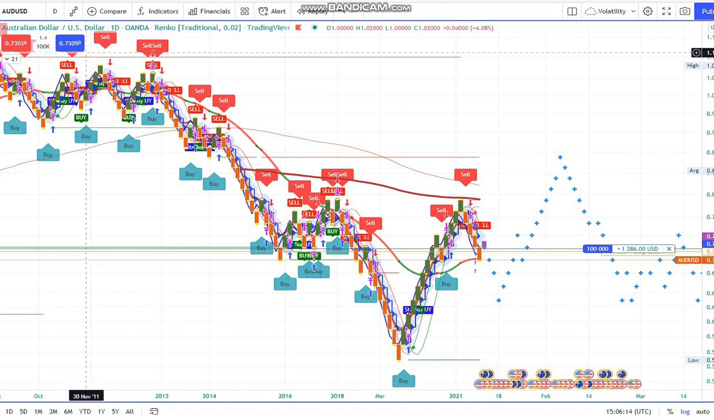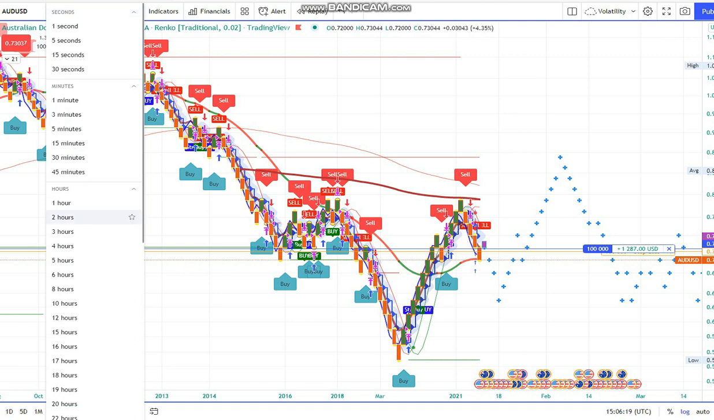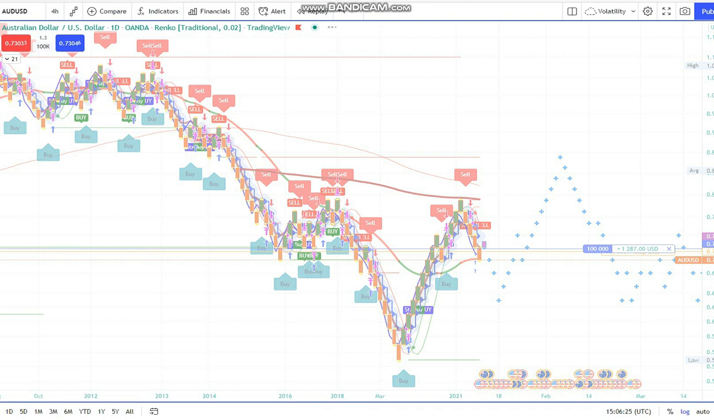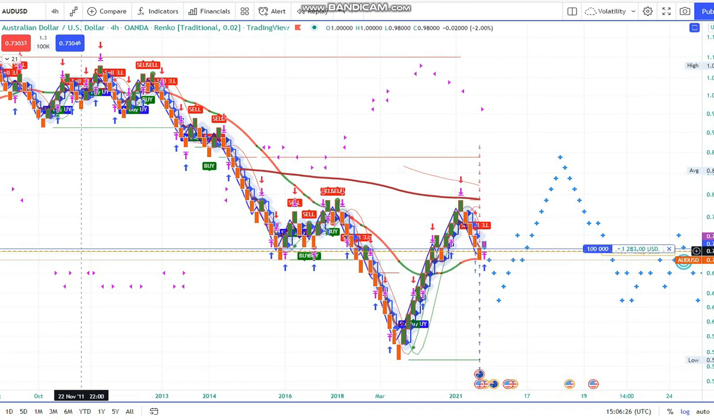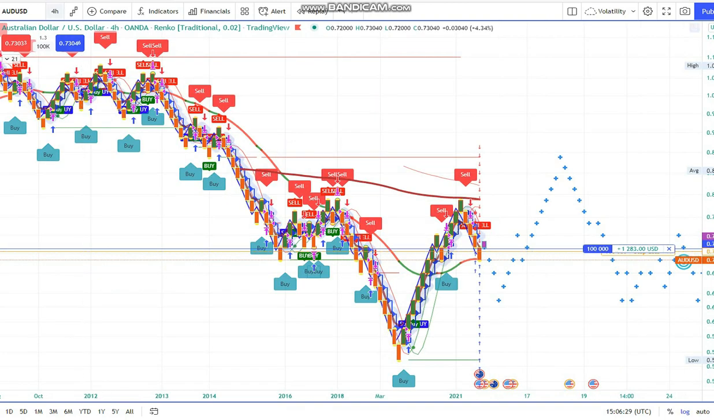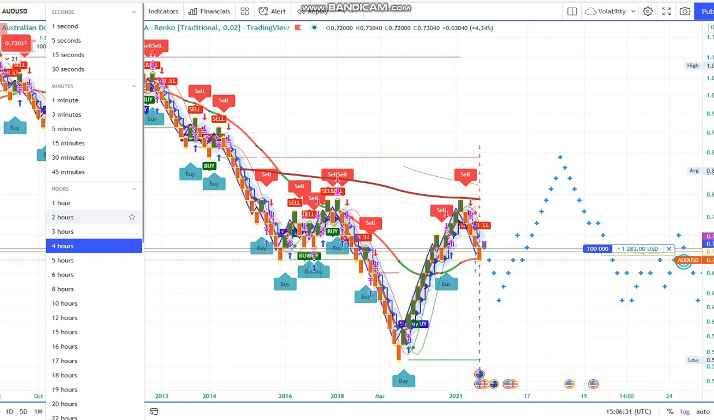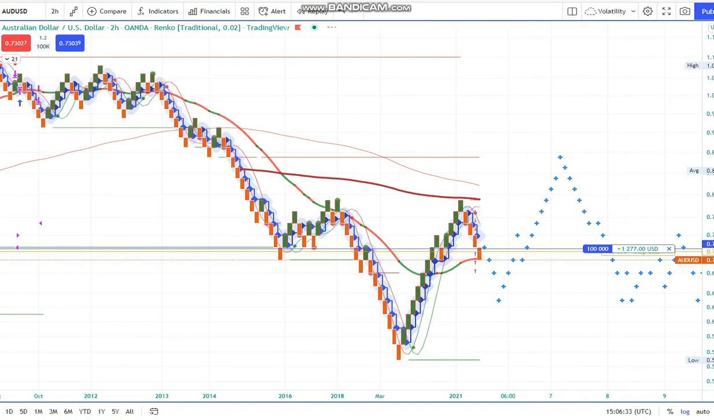So I change now to a lower chart frame to make that difference better. And we are on daily. You see here, this is the 4 hours. This is the 2 hours.